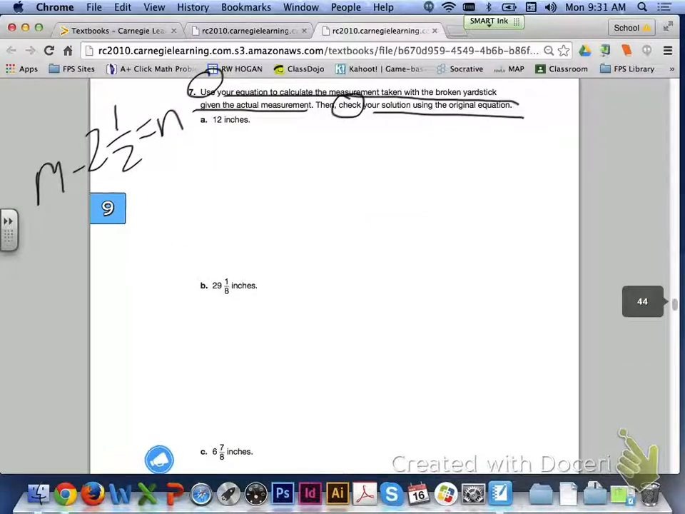If we take a look at number 7 on page 646, we again are using our equation M minus 2.5 is equal to N in order to calculate the measurement taken with the broken yardstick if we are given the actual measurement. Again, we want to then check our solution using the original equation. So go ahead and do letters A through C for number 7.